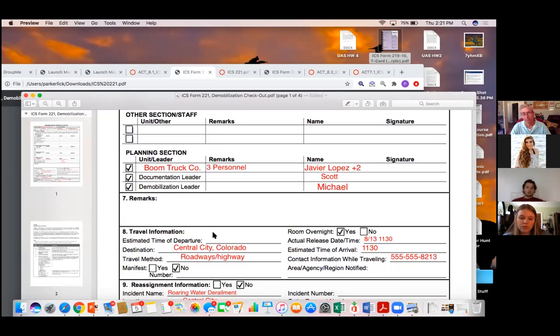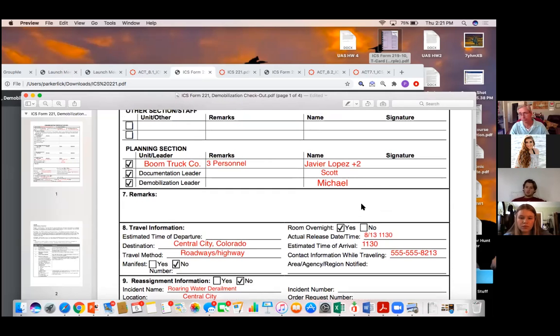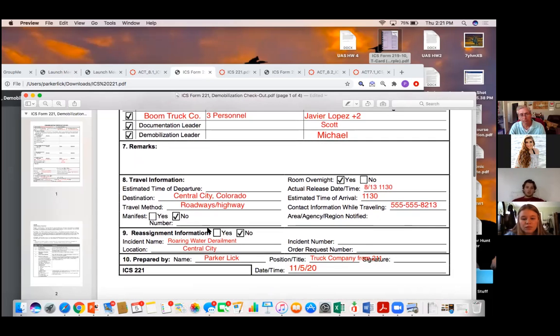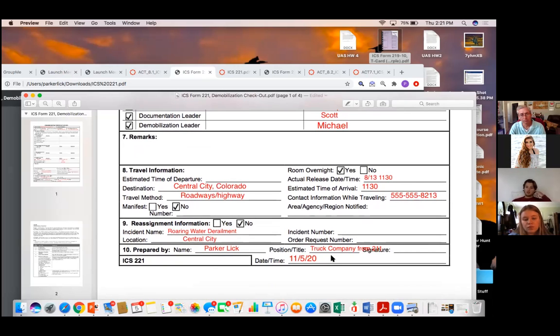The destination was Central City, Colorado. Once again, just normal travel method, roadways, highways. The actual release date and time was on 8/13 at 11:30. The contact information while traveling was 555-555-8213. And for the reassignment information, the location, Central City, prepared by myself, and it was prepared on 11/5 of 2020. Thank you.